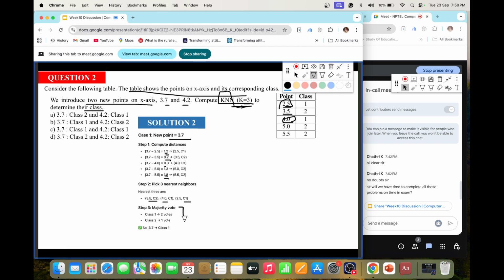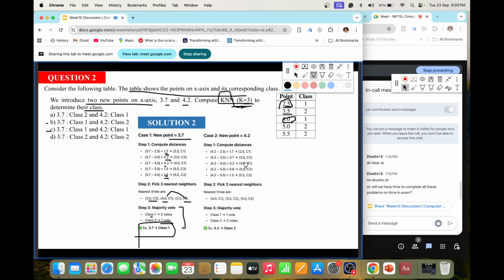So again you will do the majority vote. Class 1 got 2 votes, from 4 and 2.5. Class 2 got 1 vote, so 3.7 will belong to class 1. So it will be either B or C. Now we will check for 4.2. Very same: when you check, class 1 gets 1 vote and class 2 gets 2 votes. So 4.2 will belong to class 2. So option B is your correct answer.